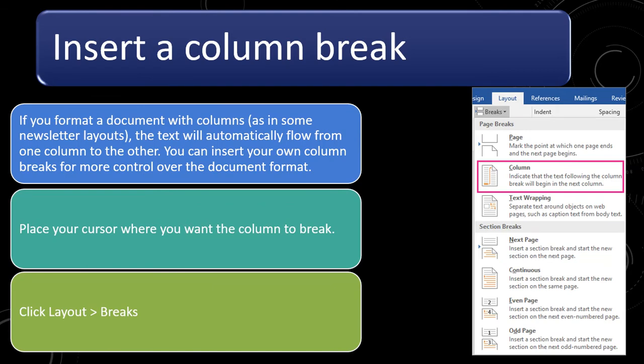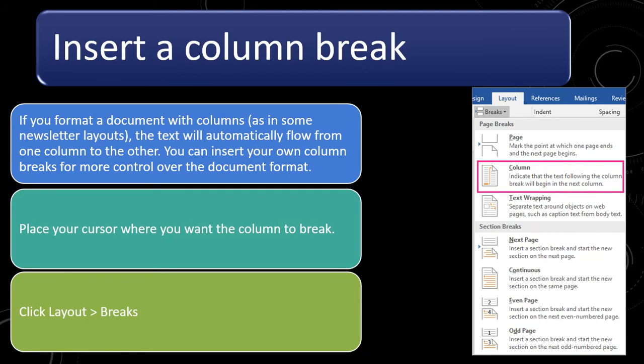Insert a column break. If you format a document with columns, as in some newsletter layouts, the text will automatically flow from one column to the other. You can insert your own column break for more control over the document format. Place the cursor where you want the column to break. Click Layout, then click Break.